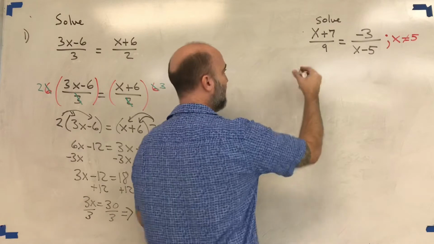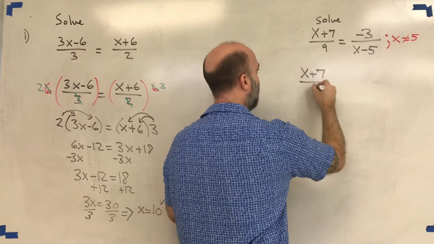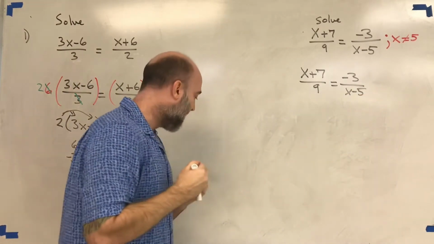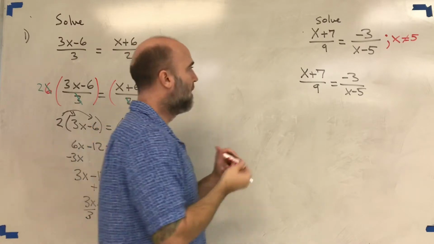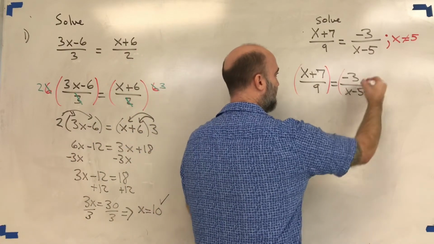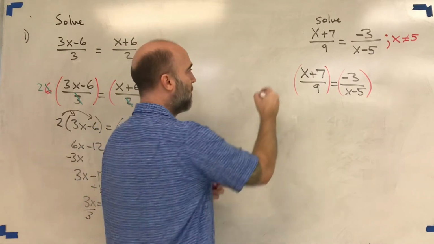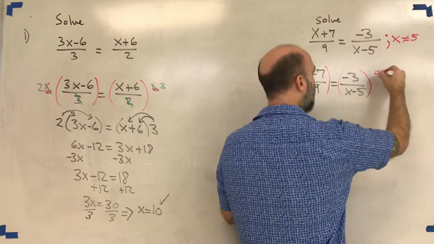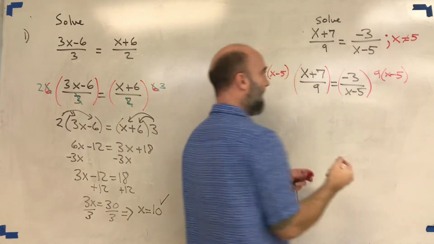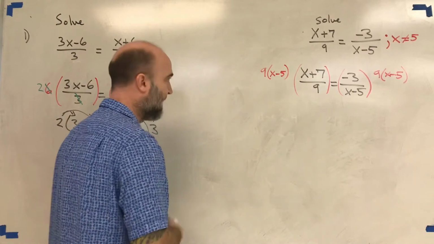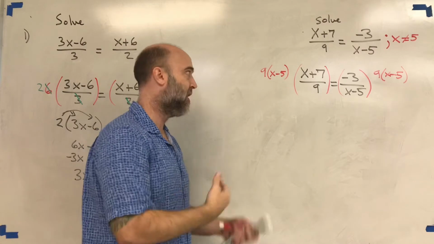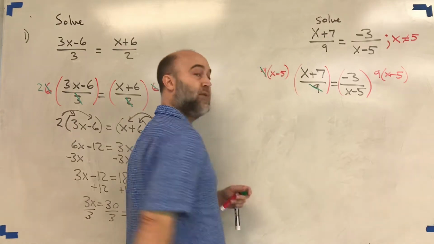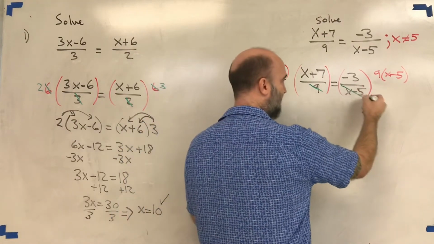So that's our strategy. x plus 7 divided by 9 equals -3 over x minus 5. What am I going to multiply both sides by? This side and this side. What you do to one side, you have to do to the other. We're multiplying by 9 times x minus 5. We multiply that by both sides. Now what that does is it cancels the denominators. That's the whole point of it. That's the whole purpose. So in this case, on the left side, the 9's reduce out. On the right side, the x minus 5's reduce out.